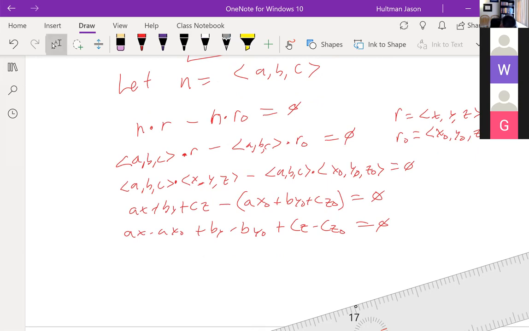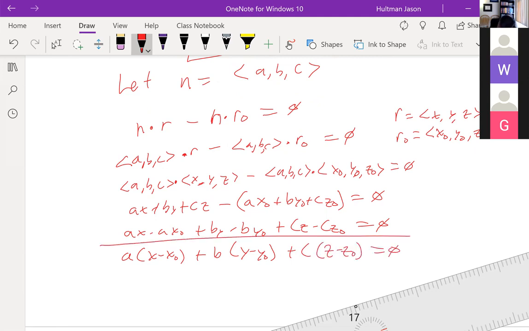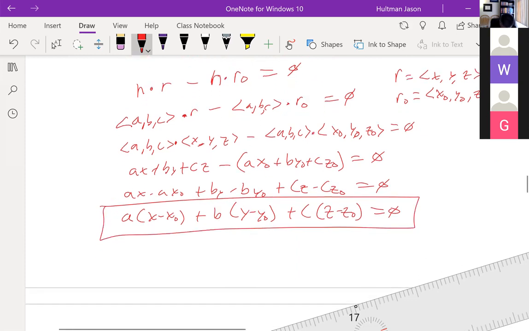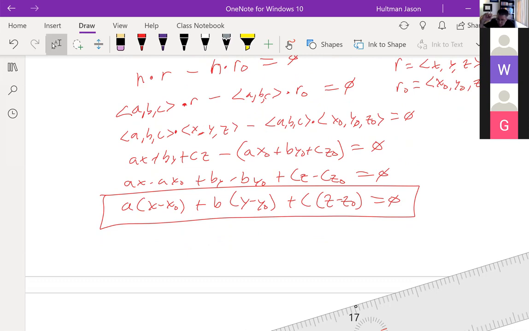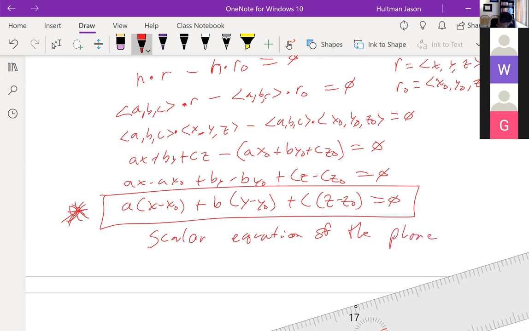I'm going to factor out the A, B, and C here. A times (X minus X naught) plus B times (Y minus Y naught) plus C times (Z minus Z naught) is equal to 0. And this is the equation of a plane. This is called the scalar equation of the plane. And this is the one we're really going to use. This is the one that's most important. Scalar equation of the plane.